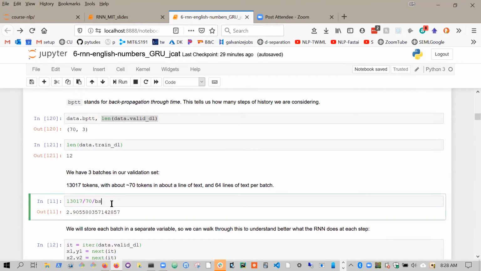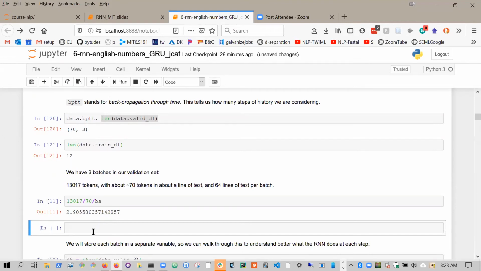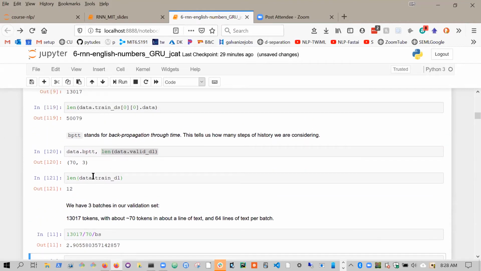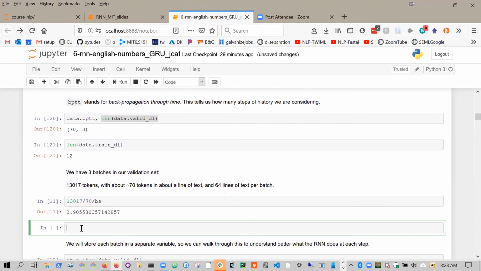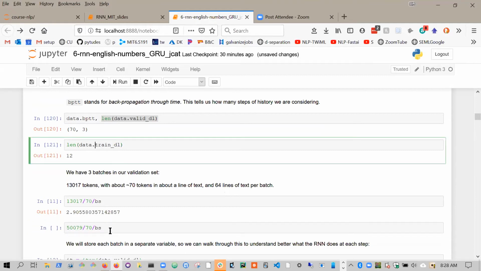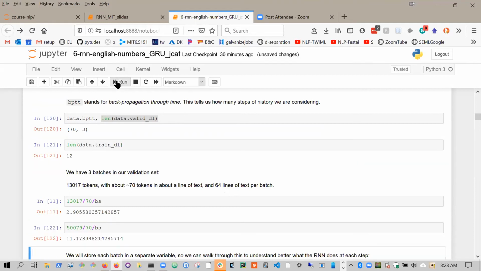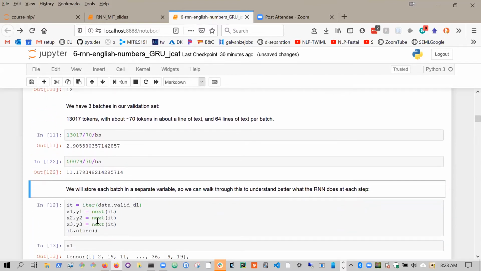We could also do the same thing with the training data. This is just to help us understand the data. The length of the training set is 50,079 tokens. So we can do 50,079 tokens divided by 70, which is BPTT, times the batch size. We saw that we had 12 batches, so if we do that division, we should get a number close to 12. And indeed, we do get a number that's close to 12. So that's just helping us to make sense of our data.